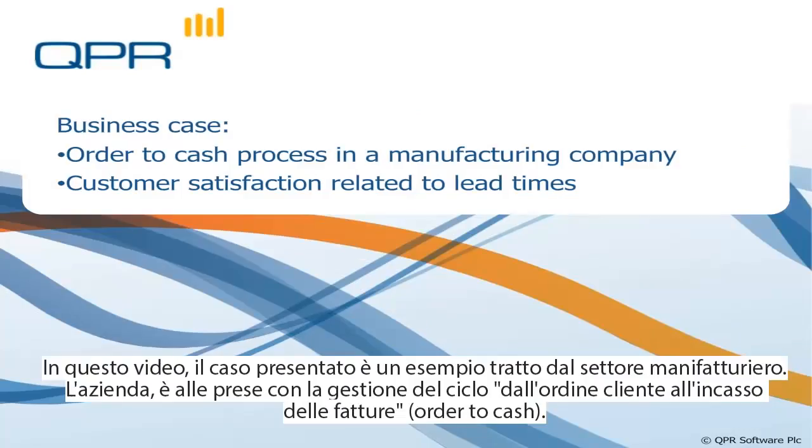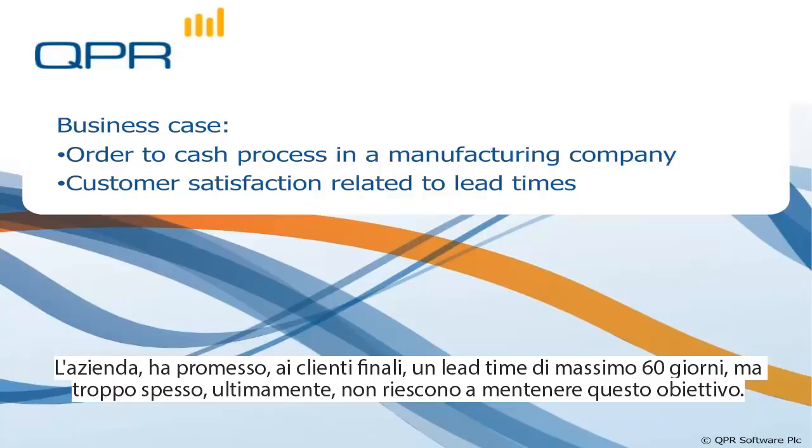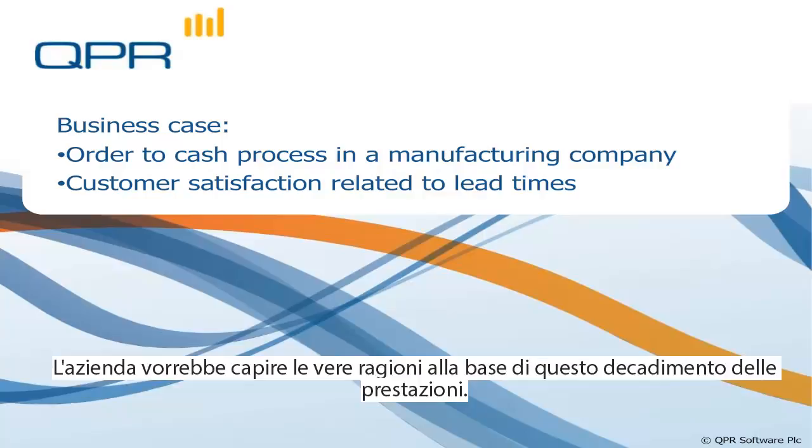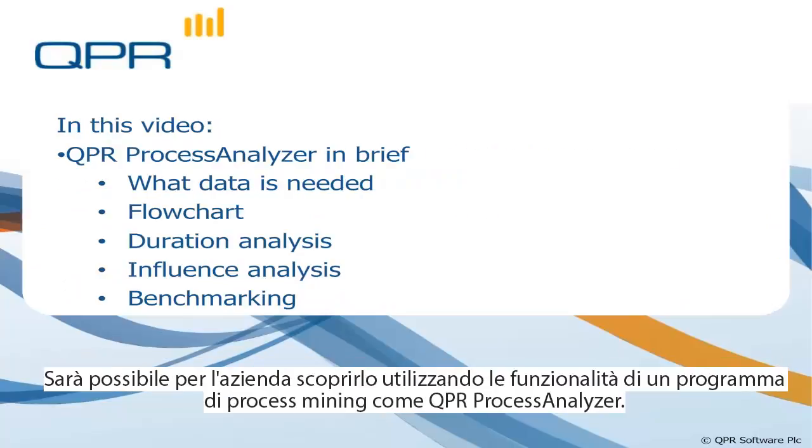In this video, our business case is an example from the manufacturing industry where we have a customer struggling with the order-to-cash process. They have promised a lead time of max 60 days to their end customers, but recently they have been slipping from the target more often. Now the company wants to understand how much they are slipping and what are the reasons behind the problems. This we will find out by using the flowchart, duration and influence analysis functionalities in QPR Process Analyzer.